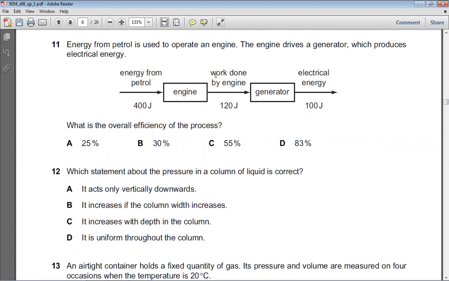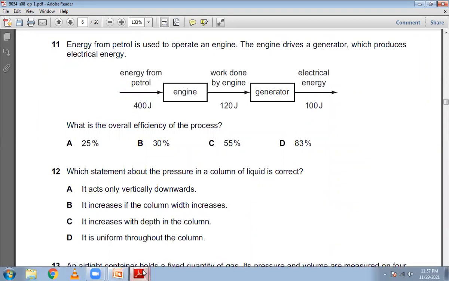The work done by the engine is 120 joules, which is fed to the generator, and the generator gives out 100 joules of electric energy. What is the overall efficiency of the process? The overall efficiency will be the useful electric energy divided by the total input energy of the petrol, multiplied by 100. And that will give you the overall efficiency.